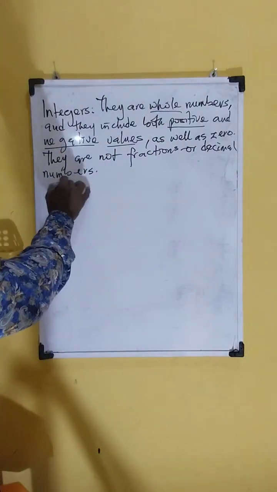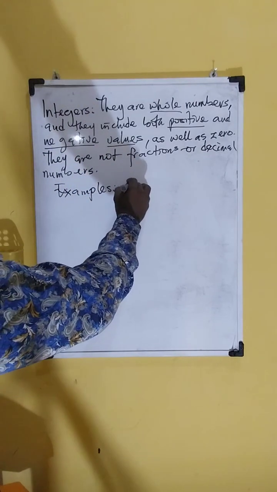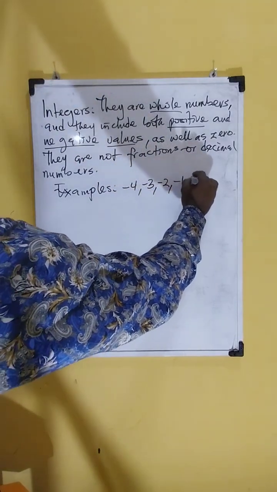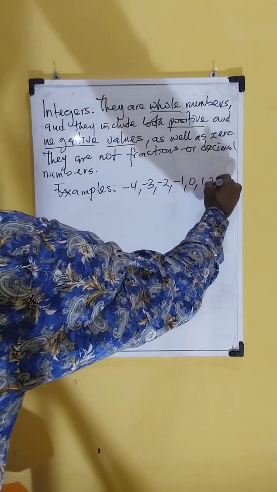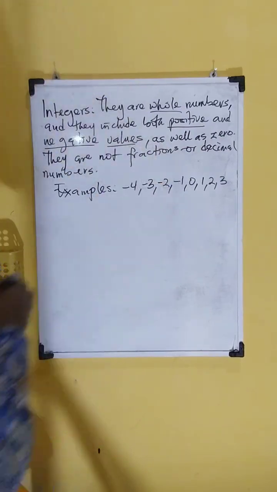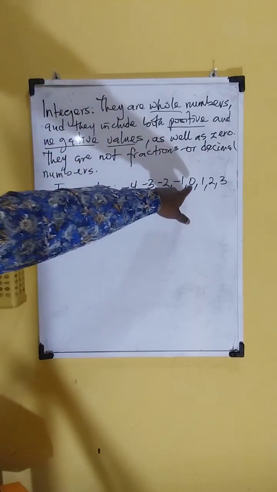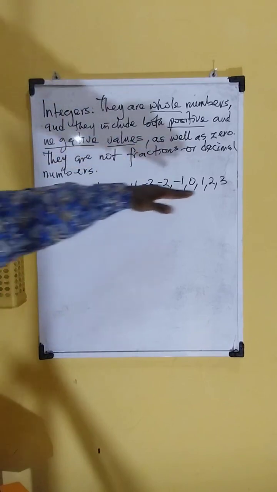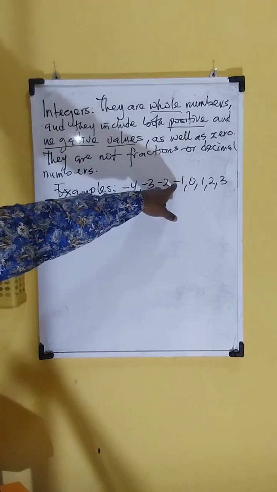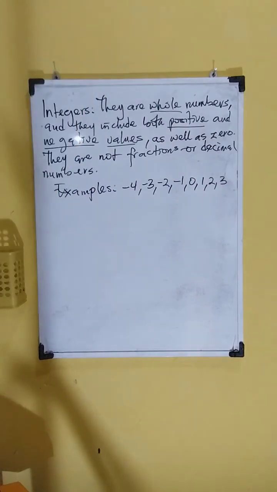So we can say, for example, of integers: -4, -3, -2, -1, 0, 1, 2, 3. So you see the minus here, they are expressions of negative values. These are negative values. 0 is included. So if you want to arrange numbers in a particular order, if it starts from the negative value, after -1, it gets to 0, 1, 2, 3, and that is just how it goes.